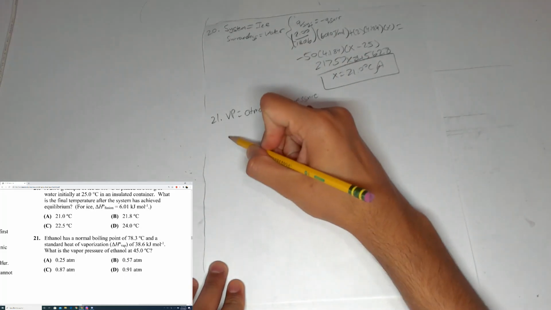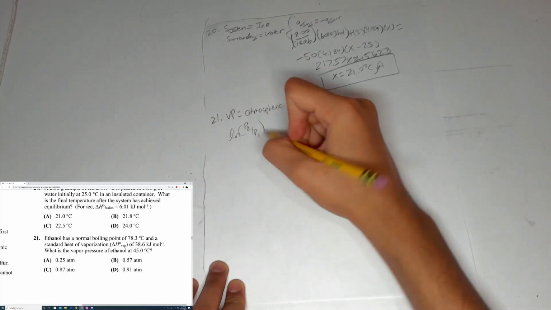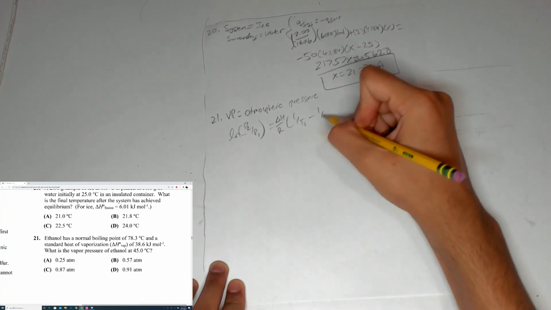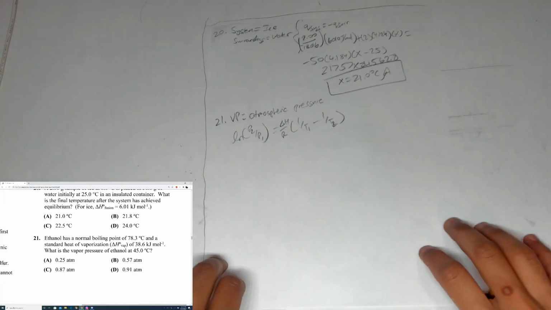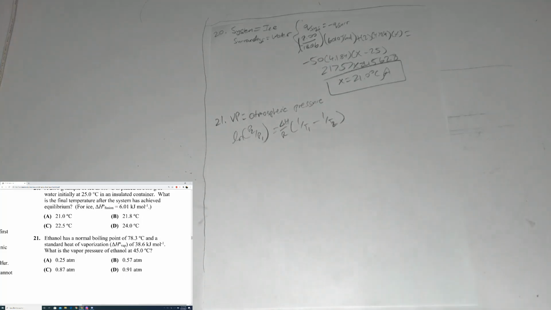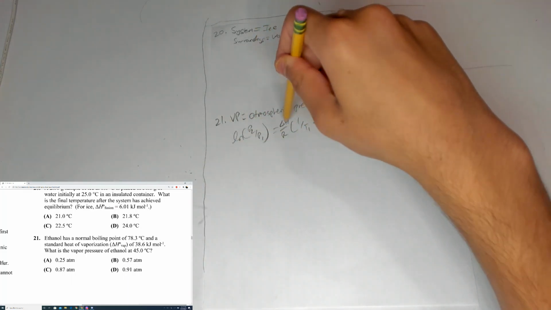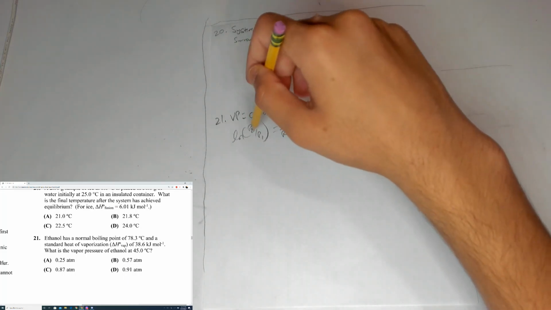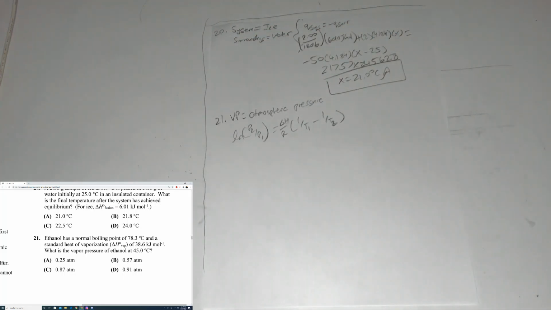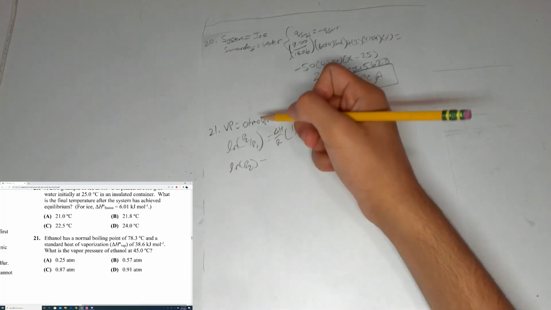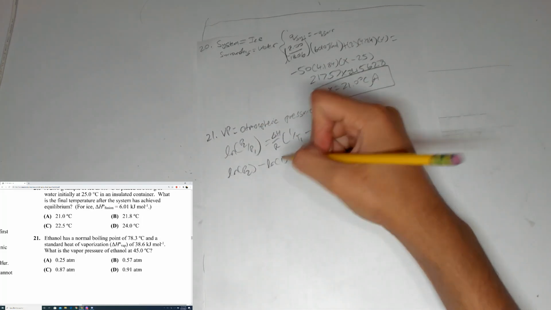This equation is the natural log of P over 1 equals delta H over R times (1 over T1 minus 1 over T2). If you're struggling to remember this equation, just look on your equation sheet, search up the Arrhenius equation, and replace the activation energy with delta H and the rate constant with partial pressure, and you'll get this equation. Then we just plug and chug. We're going to solve for the pressure. This is the vapor pressure.